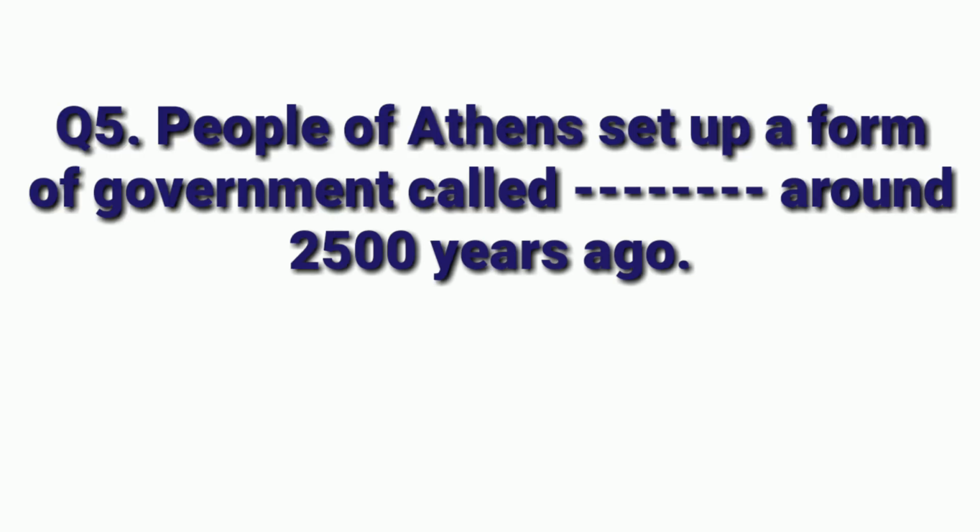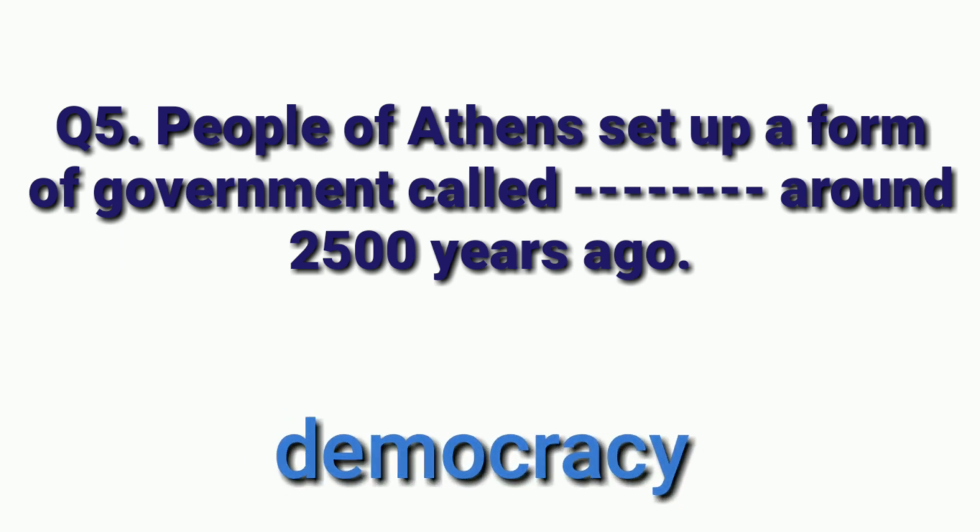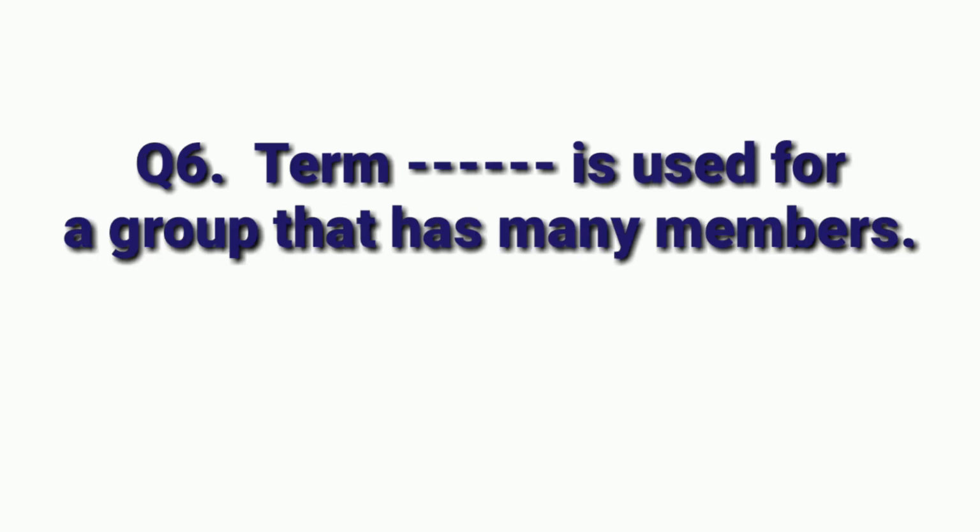Next question is people of Athens set up a form of government called dash around 2500 years ago. Answer is democracy. Democracy was introduced by the Athenians. Next question is term dash is used for a group that has many members.